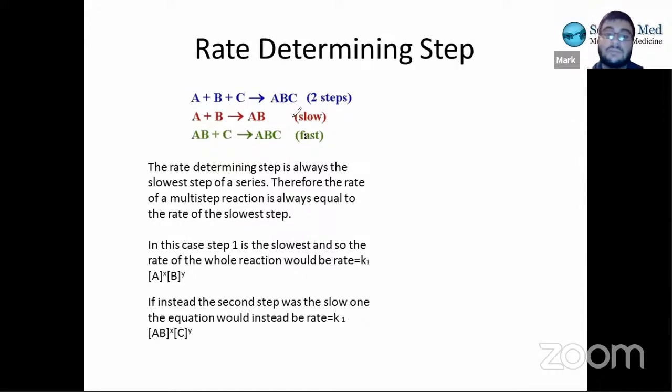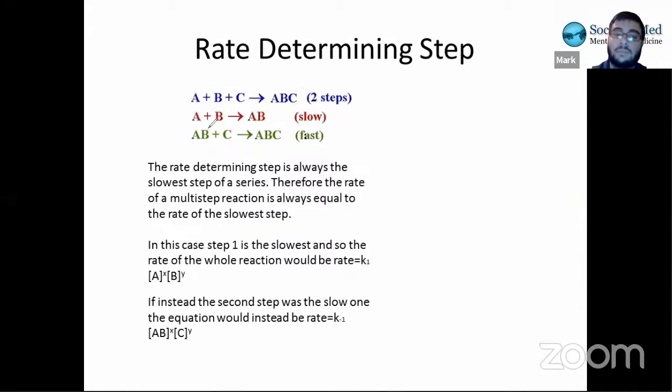So therefore, the rate of a multi-step reaction, we always set it equal to the rate of the slowest step. In this case, step 1 is the slowest step. And so the rate of the whole reaction would be rate equals K1 times A to the power of X times B to the power of X, right? Which, if you look at it, is just the rate law that we talked about earlier applied to this thing. If you applied the rate law to the overall reaction, it would be different. It would have C in there as well, but we can't do that because that's not a step. It's a process. This blue part is a process, it's not a step. We can't do that.